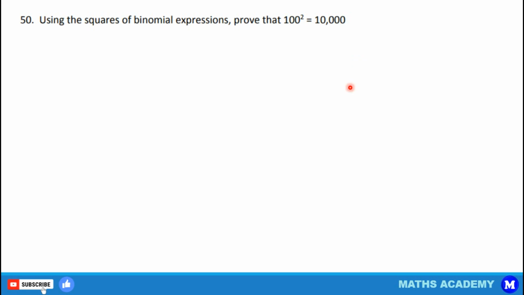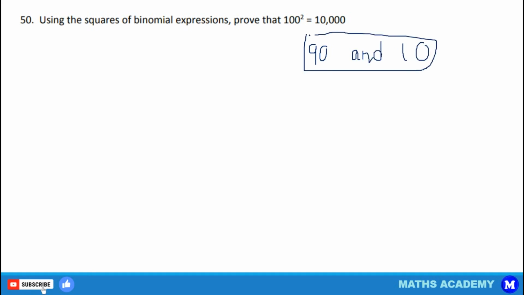So to make it 100, we will be using 2 values. That will be 90 plus 10 to the perfect square. So these are the 2 numbers that I will be using to prove that 100 squared equals 10,000. So now let's arrange them. So now we have arranged them. 90 plus 10 is 100. 100 to the perfect square is 100 squared.